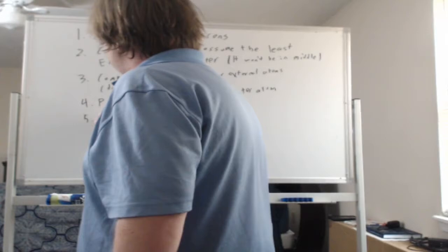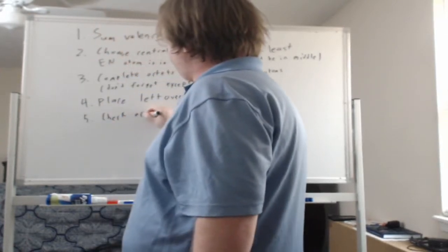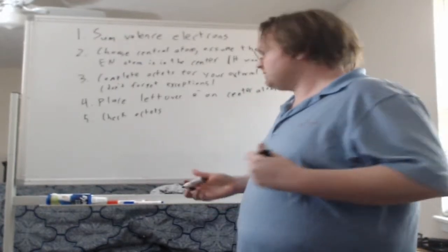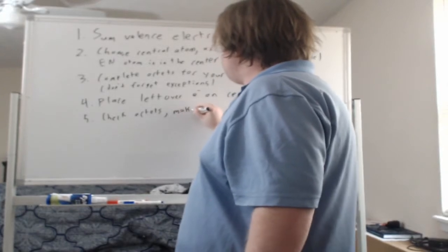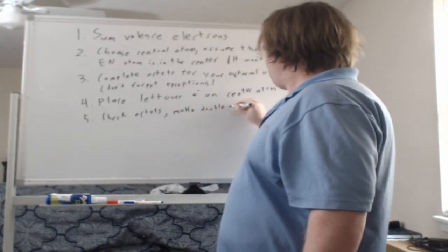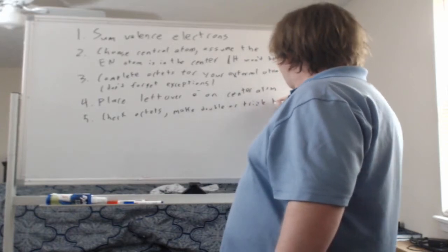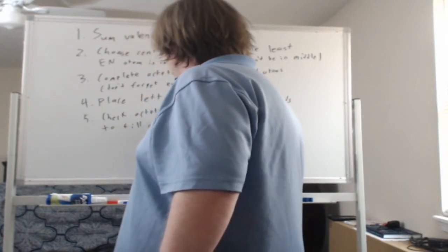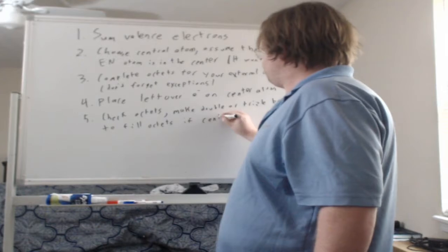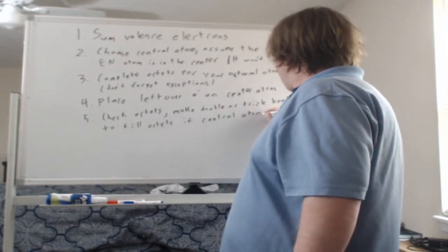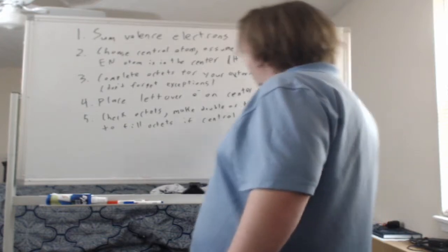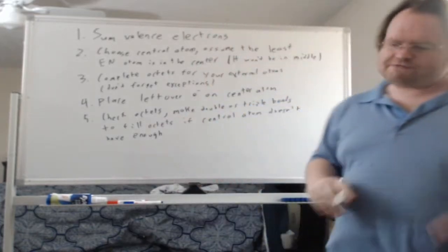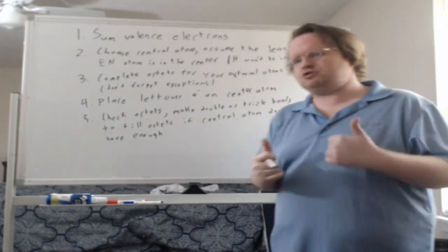And then what you're going to do last is check octets or exceptions. For example, we talked in the last video, beryllium and boron only needed 4 and 6. Make double or triple bonds to fill octets if the central atom doesn't have enough. Okay? So if you go through these 5 steps when you're doing your problem, you should be okay.